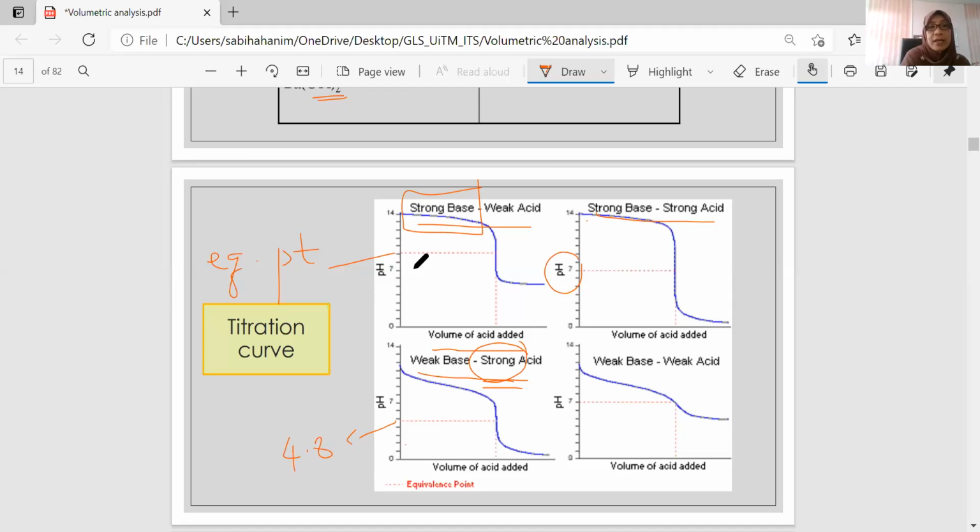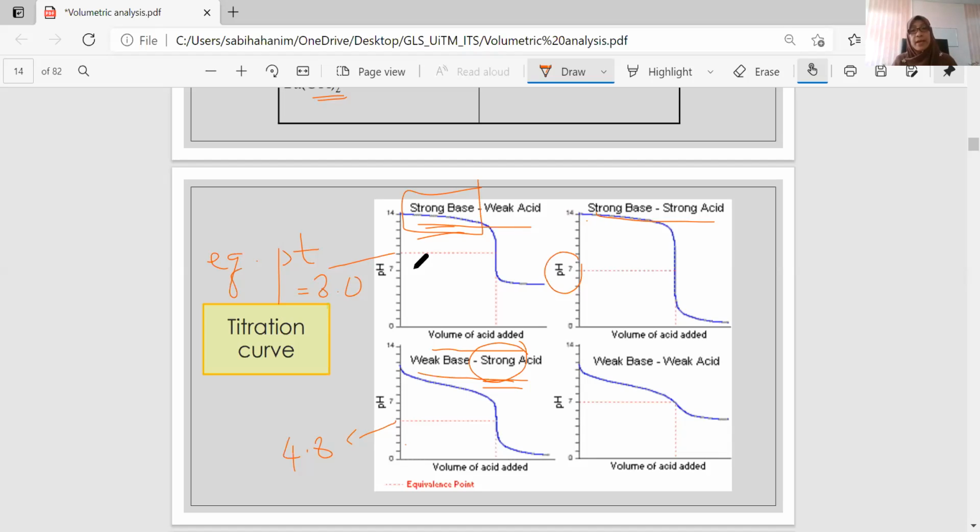Okay, why? If the equivalent point is 8 something, for example, it is because this is the strong base. That is the strong base. So if it is a balanced strong base and strong acid, the equivalent point is at 7.